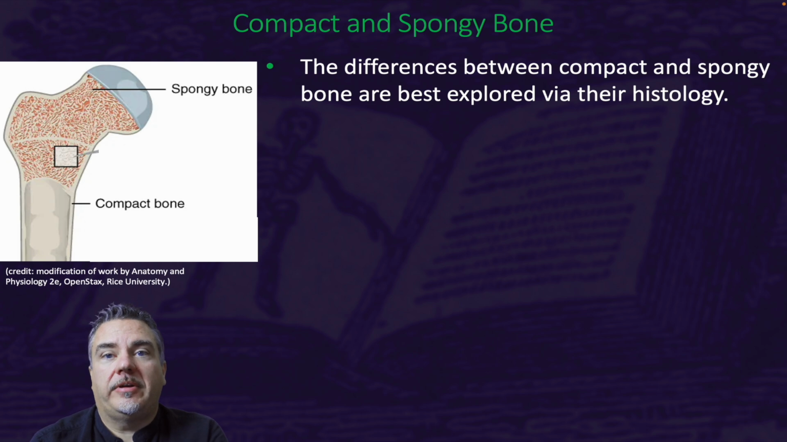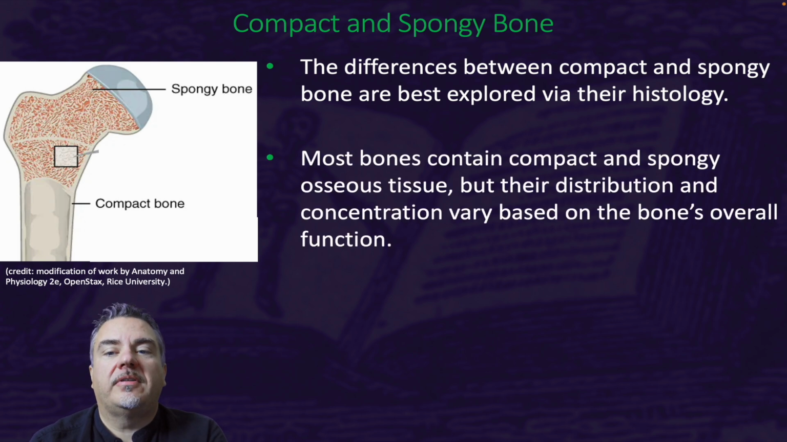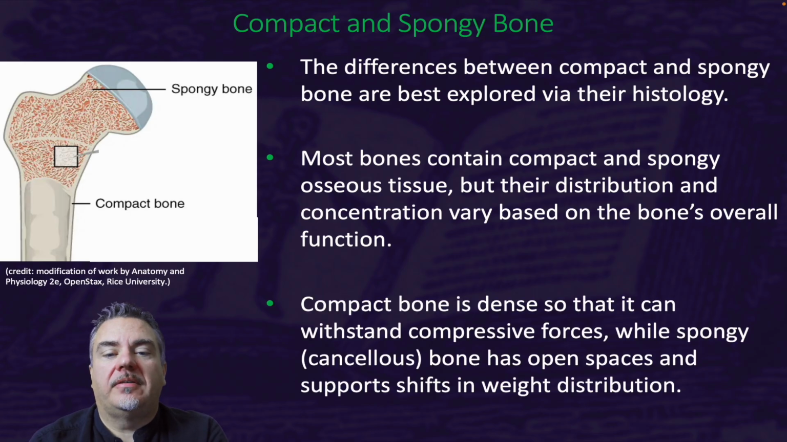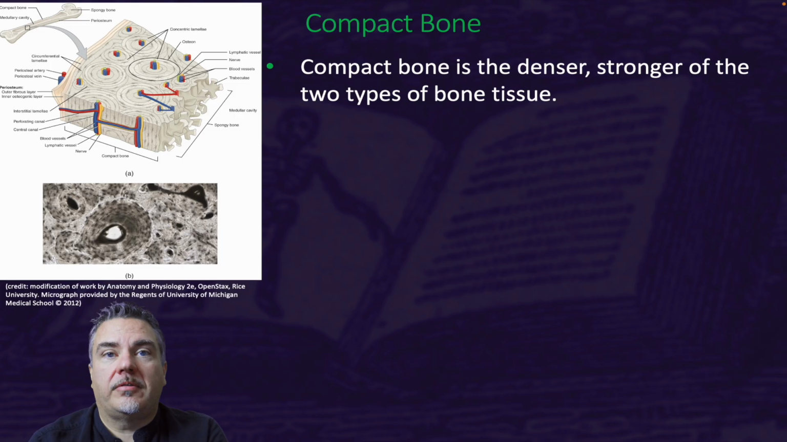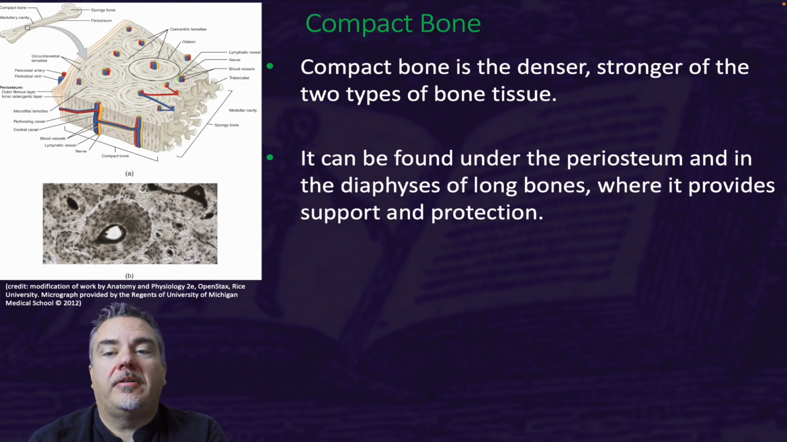The differences between compact and spongy bone are best explored via their histology. Most bones contain compact and spongy osseous tissue, but their distribution and concentration vary based upon the bone's overall function. Compact bone is so dense that it can withstand compressive forces, while spongy bone has open space and supports shifts in weight distribution. Compact bone is the denser, stronger of the two types of bone tissue. It can be found under the periosteum and in the diaphysis of long bones, where it provides support and protection.